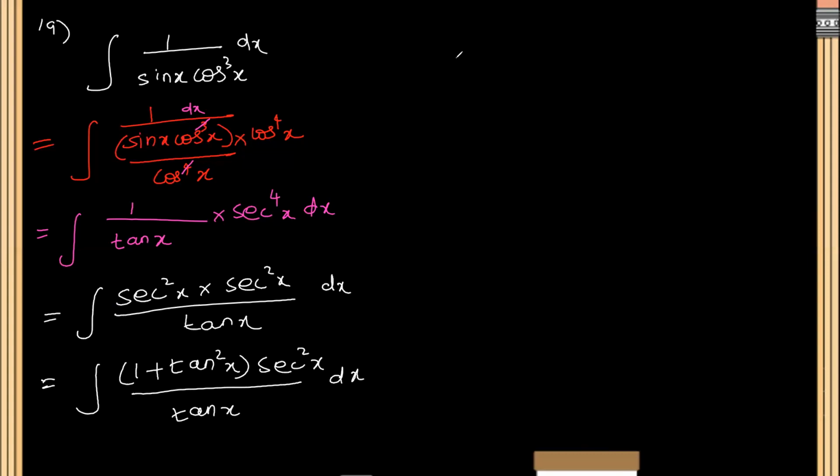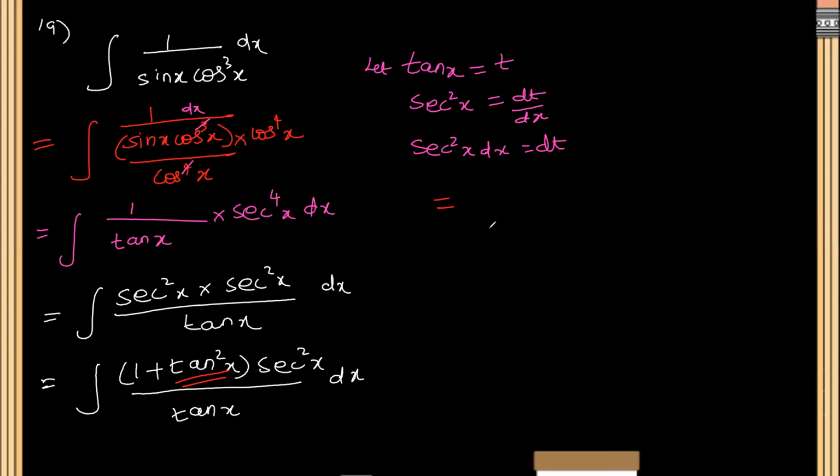Now we use the substitution method. Taking tan x as t, differentiating both sides with respect to x, so secant square x equals dt by dx. Cross multiplying and grouping x and dx to one side, so secant square x dx equals dt. The given question can be written as, in place of tan square, it is t. So integral of (1 plus t square) into secant square x dx can be written as dt, the whole by tan x, which can be written as t.